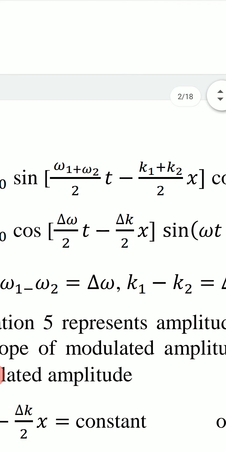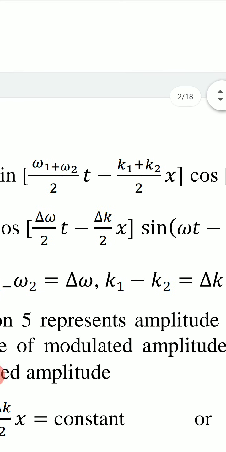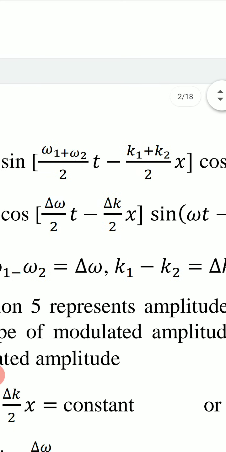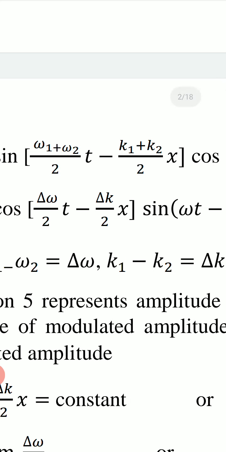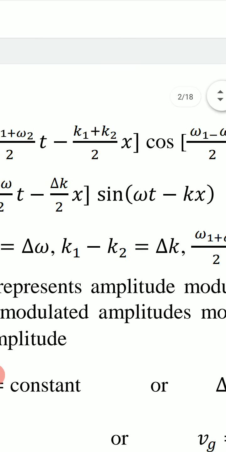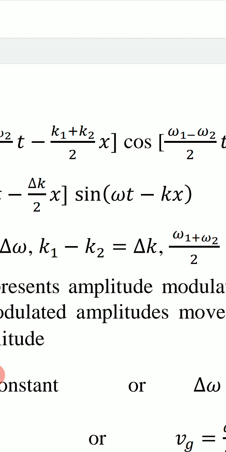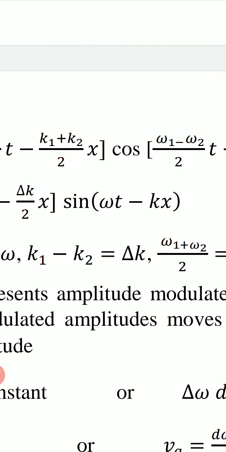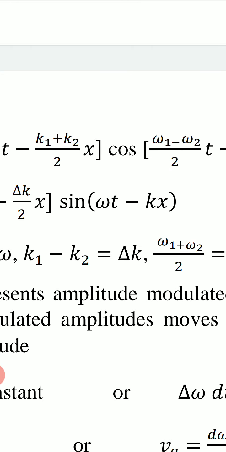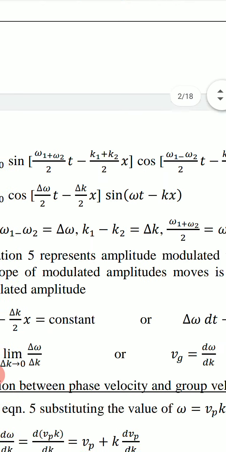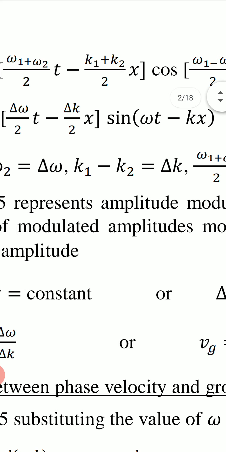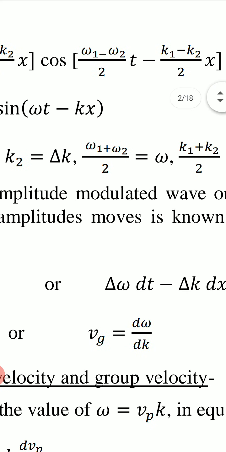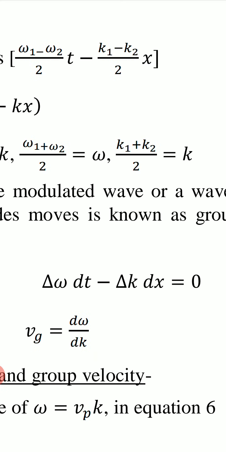And the sine term, we write it as sin(omega t minus kx). Here we write omega for (omega 1 plus omega 2)/2, which is the average of omega 1 and omega 2. Similarly, we write k for (k1 plus k2)/2. Here also k is the average value of k1 and k2. So here we have assumed that omega 1 minus omega 2 is delta omega, k1 minus k2 is delta k, and (omega 1 plus omega 2)/2 is omega, (k1 plus k2)/2 is k.